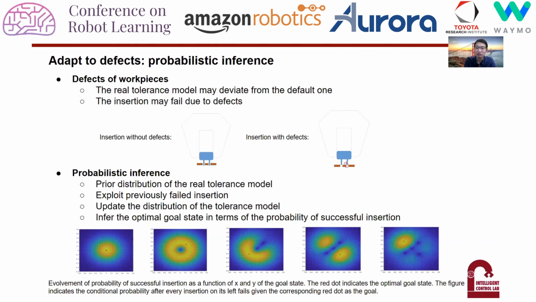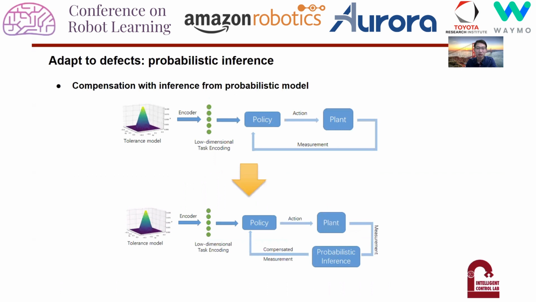From the updated distribution, we can infer the probability of insertion as a function of reference goals. Then we can choose the optimal goal and fit it into the policy to compensate for the defects. This is how the system looks when we introduce the compensation.